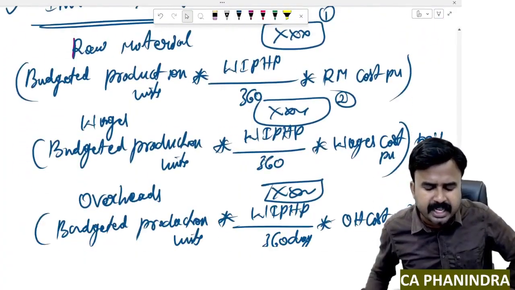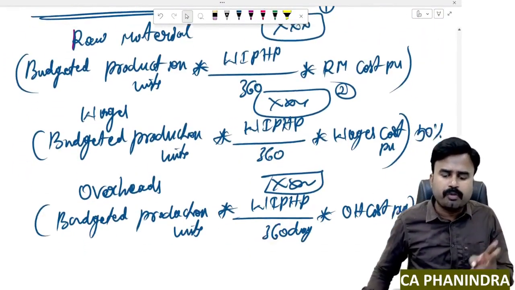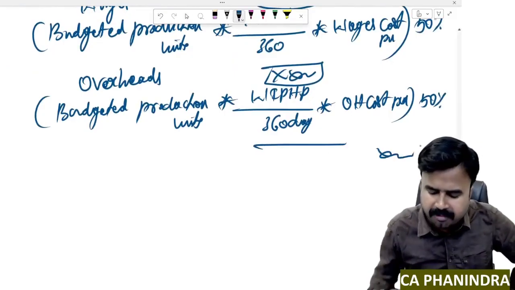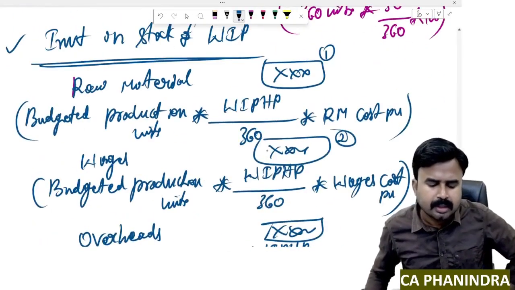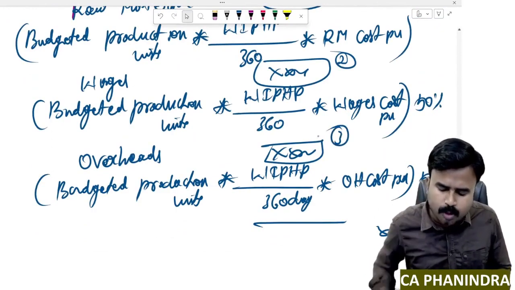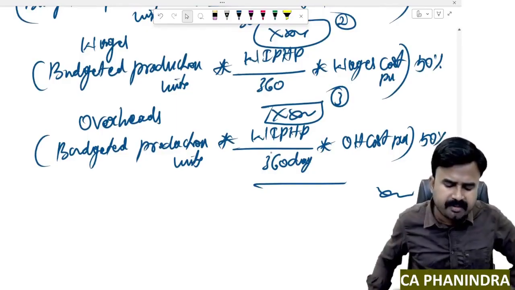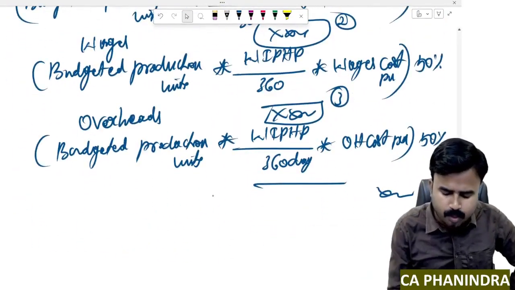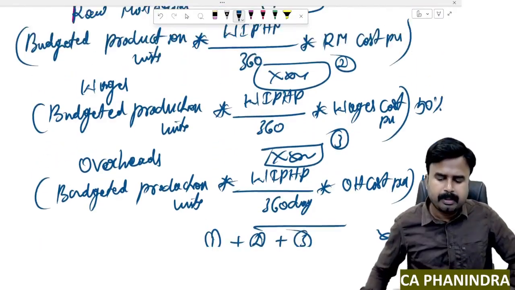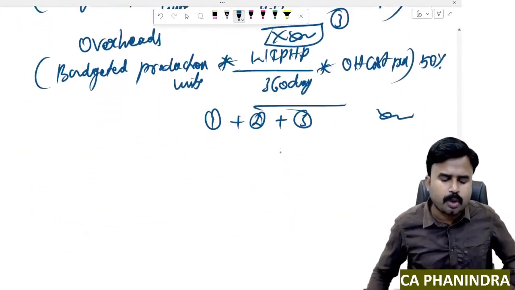Now, we have successfully written all the three cost components in the stock of work in progress and I've given you formulas. Now, get the total of it. So, what is the total here? Raw material component, wages component and overheads cost component which are loaded in investment in stock of work in progress: 1 plus 2 plus 3. This is my investment in stock of work in progress.